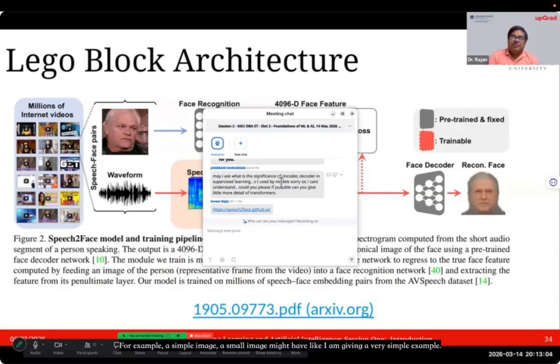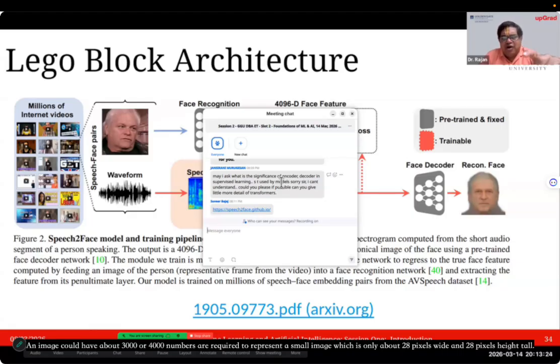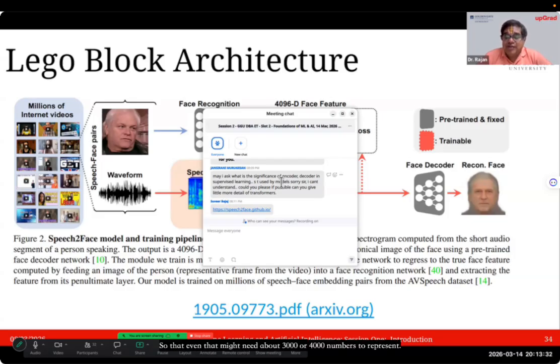Let's think about this image. For example, a simple image, I'm giving a very simple example. An image could have about 3,000 or 4,000 numbers required to represent a small image which is only about 28 pixels wide and 28 pixels tall. So even that might need about 3,000 or 4,000 numbers to represent. You will see that when we talk about image processing.